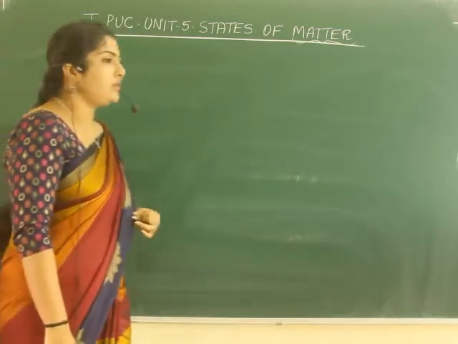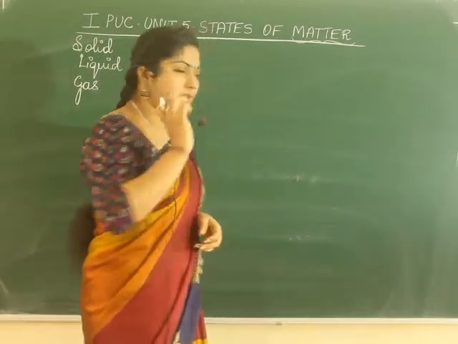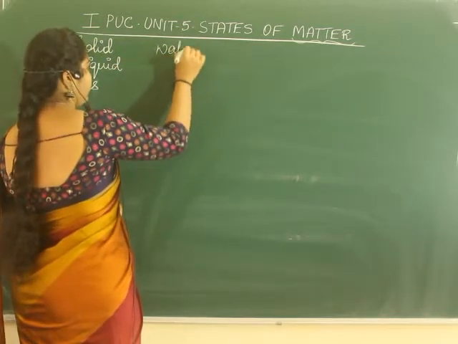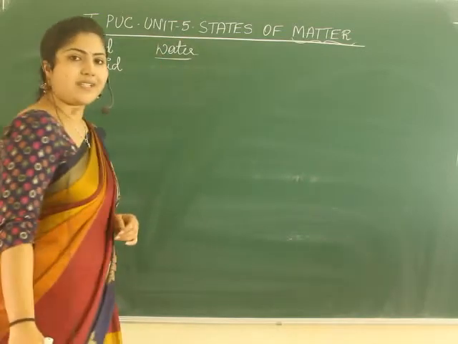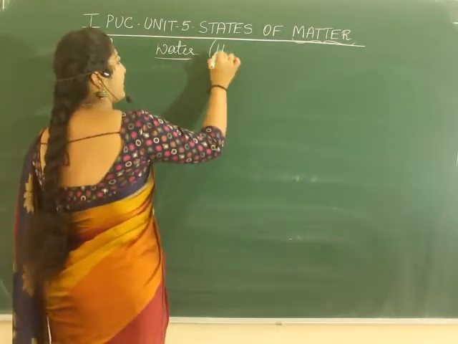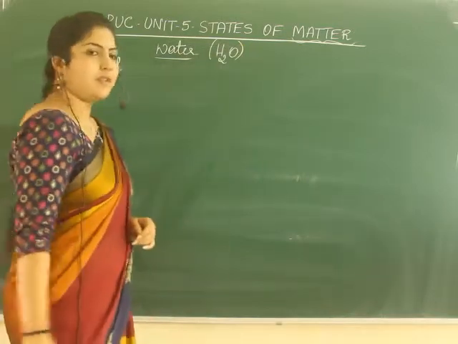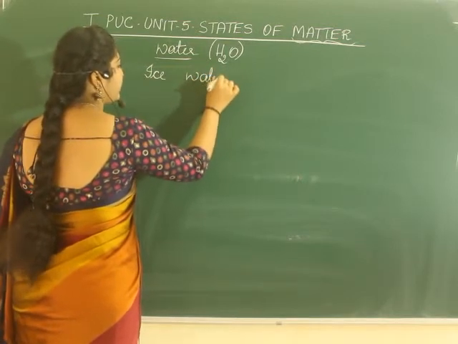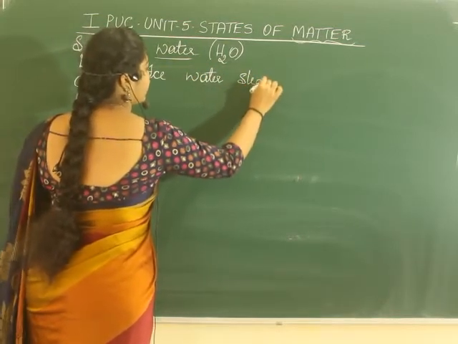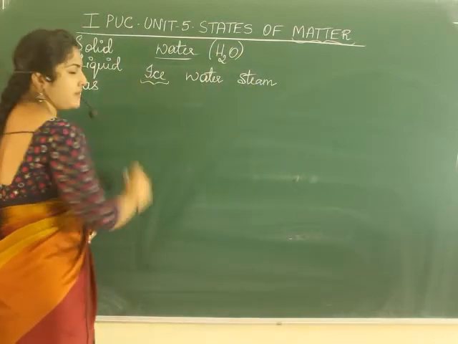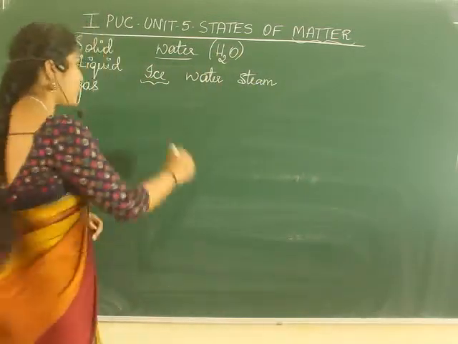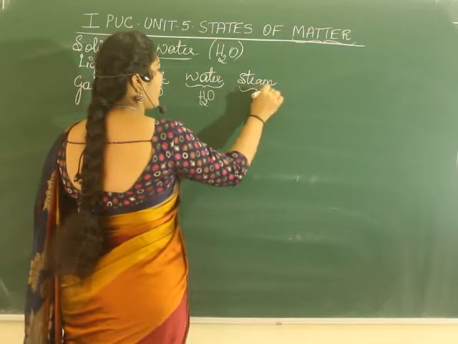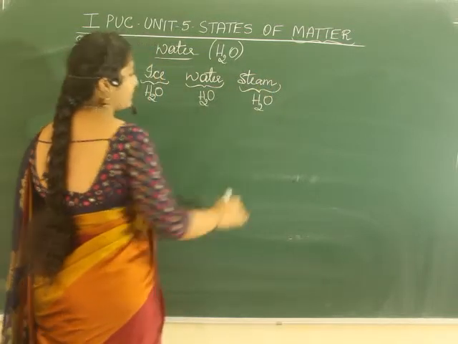Now first let me tell you, for example, take a common example which everyone is familiar with, water. Okay, what is the chemical formula of water? H2O. Let me write ice, water, steam. Ice, again, what is the formula of ice? It is H2O. What is the formula of water? H2O. What is the formula of steam? H2O.